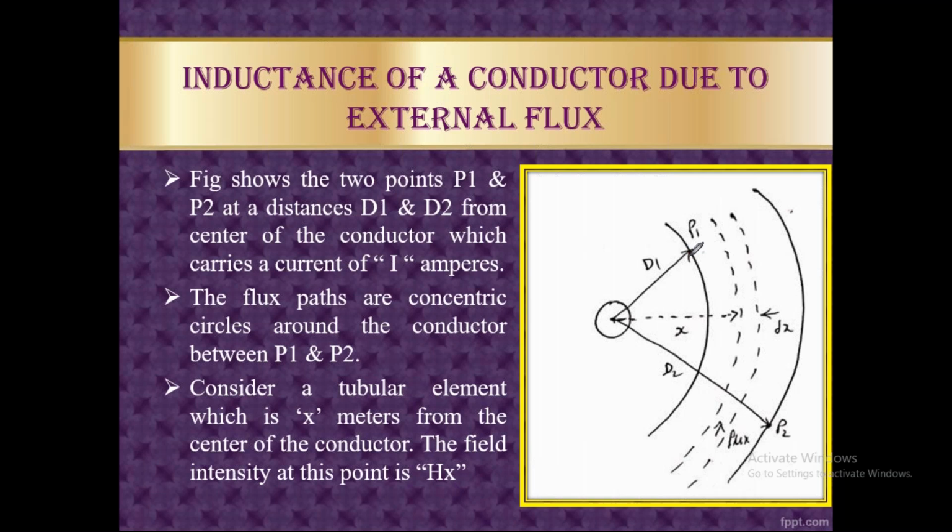So I'm taking those 2 points P1 and P2. From the origin of the conductor, that is the center point of the conductor, to P1 I denote the distance as D1. From origin to P2 is D2. So based on these 2 points, we can calculate.